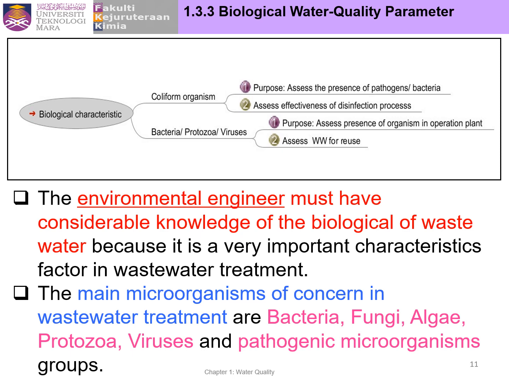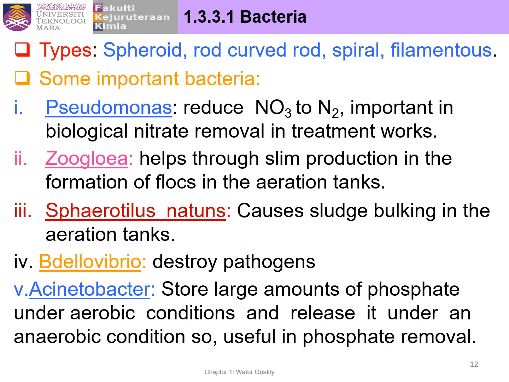So the main microorganisms of concern in wastewater, these are the most common ones. We have the bacteria, fungi, algae, protozoa, viruses, and pathogenic microorganisms. Okay, these are the most common. We have the types, meaning the shape. So it can be spheroid, rod type, spiral, filamentous. Okay, and then these are some of the most important bacteria.